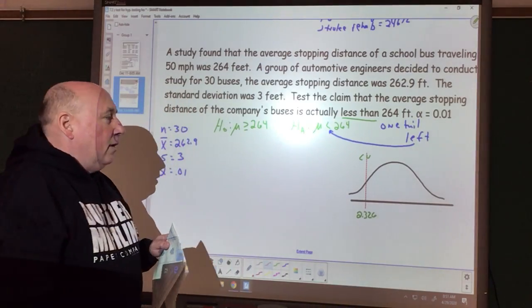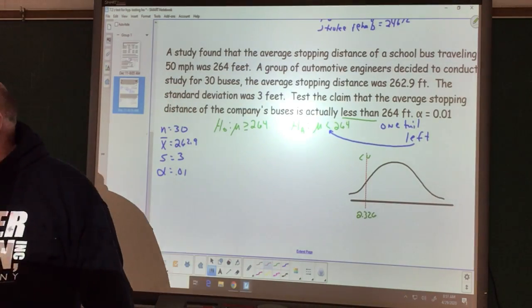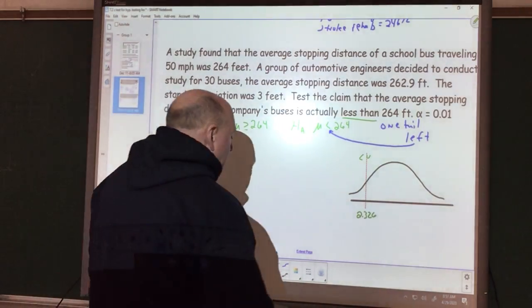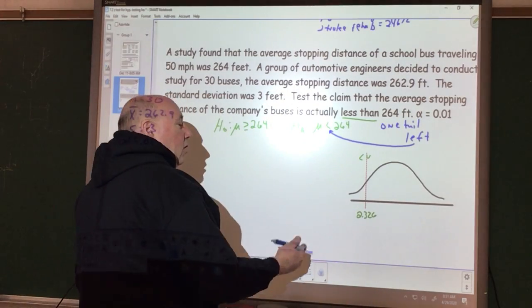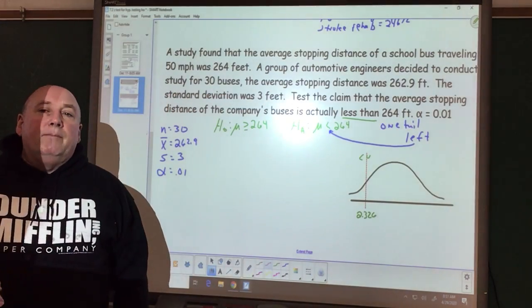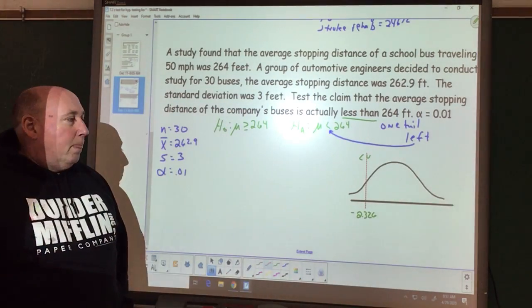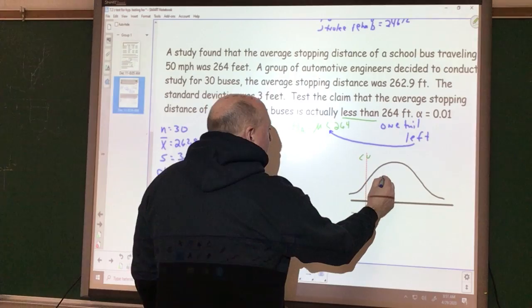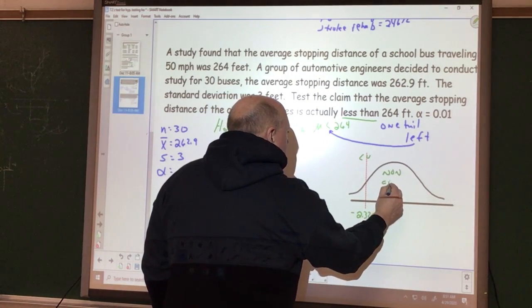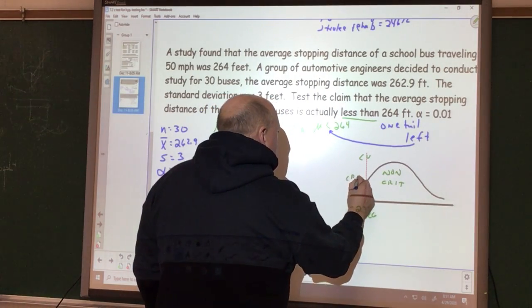is my critical value. Now, since I'm on this side of the curve, what do we have to remember to put with that? That's correct. We need to throw a negative in there. This is non-critical. This is critical.